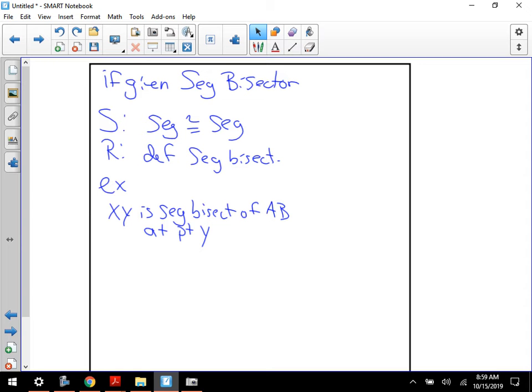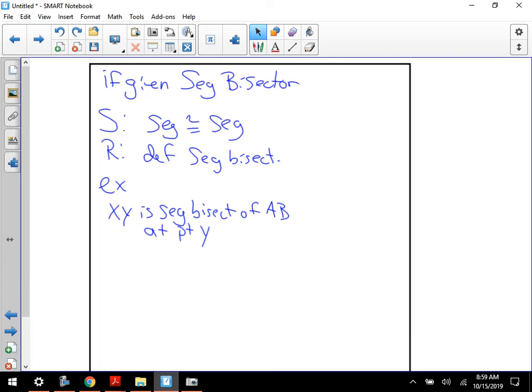Anyway, sorry. So here I'm saying that XY is the segment bisector of AB at point Y. According to this diagram then, what would be the two segments that are equal to each other, or congruent to each other? AY and YB, good.